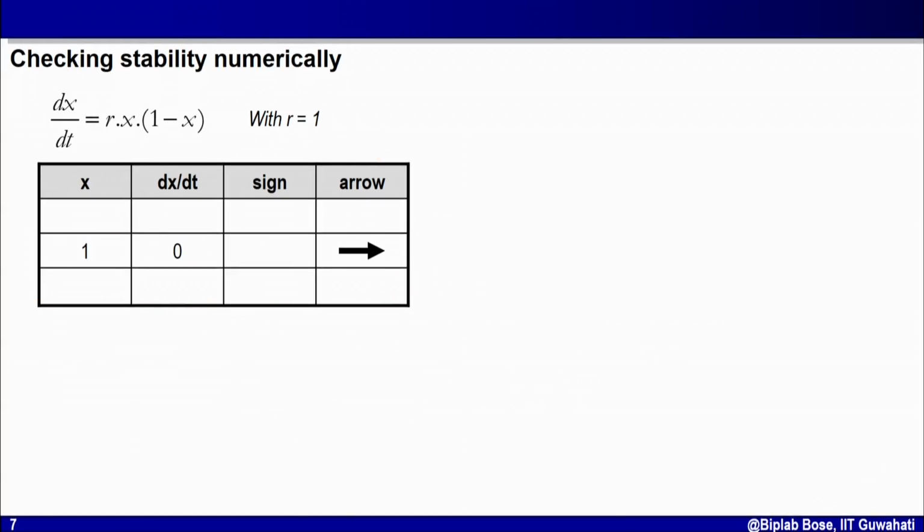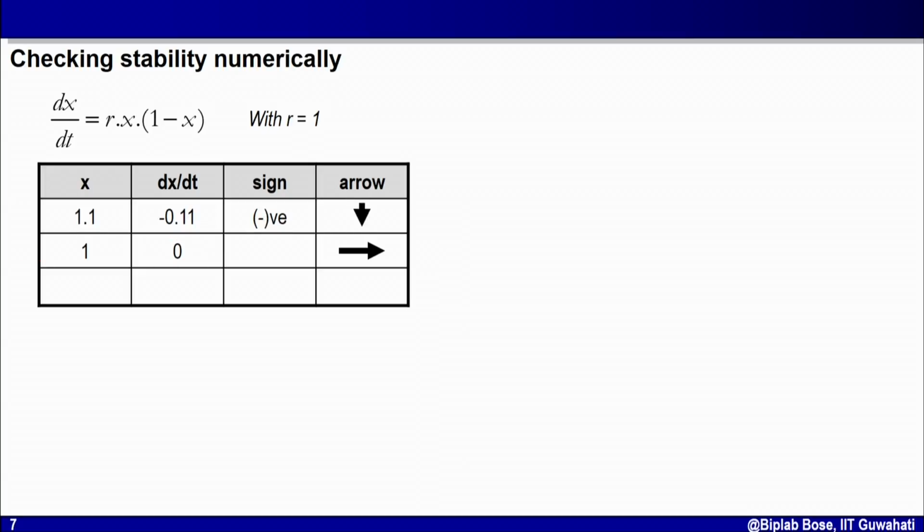Let us try for the next steady state. If you remember, another steady state for this ODE is x equal to 1. So I put in the middle row x equal to 1. dx dt, the derivative of that will be obviously equal to 0. And I put an arrow which is horizontal here because dx dt is 0.